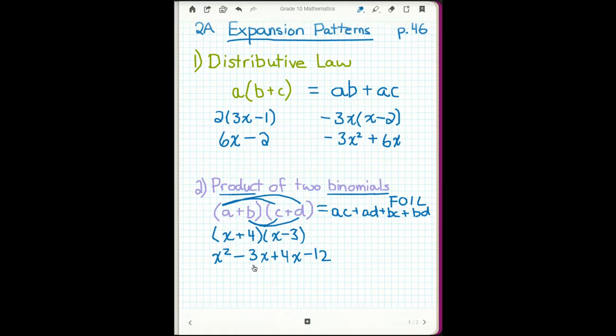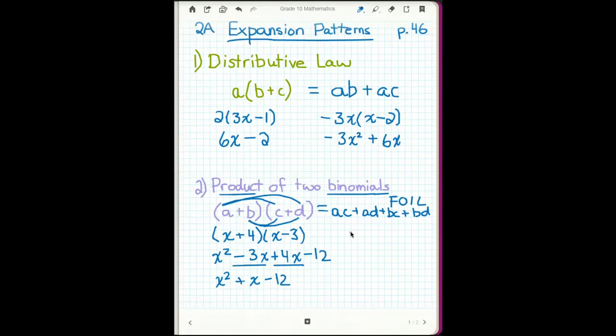In this kind of expression, there's often two terms that you can add together. We have two like terms. They're both terms with the variable part of x. So we can put them together in a final statement. x squared, minus 3x plus 4x is just 1x. So we write plus x minus 12. And that's your answer for expanding that.